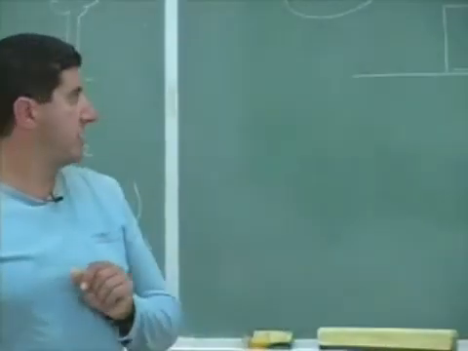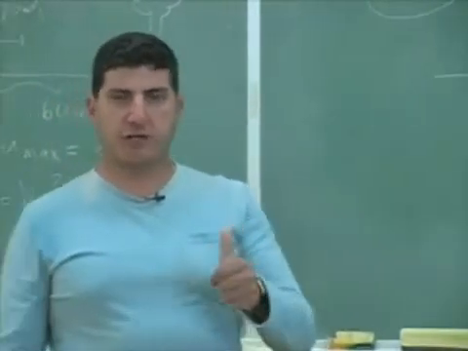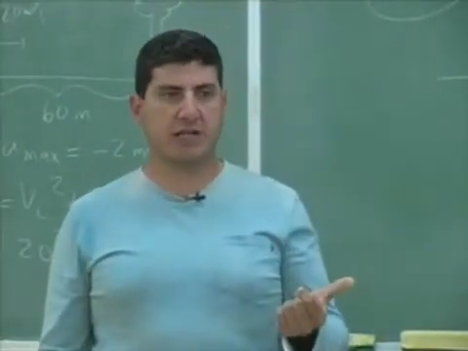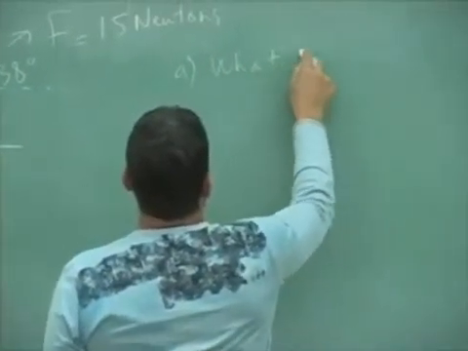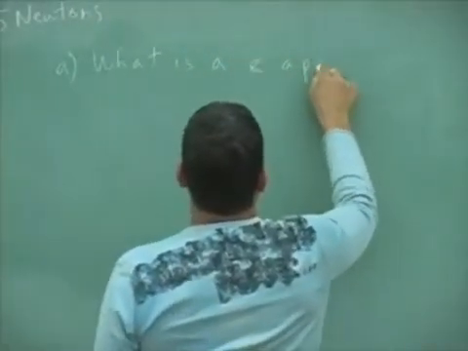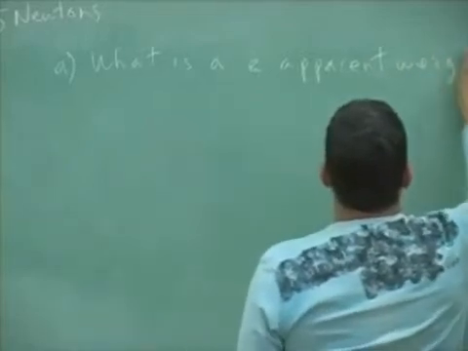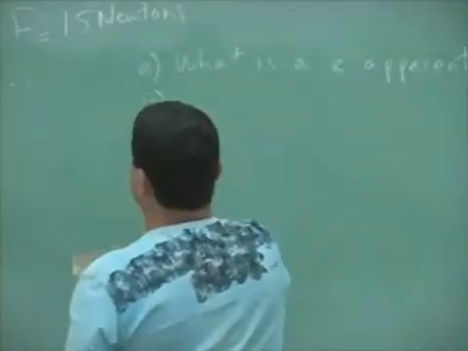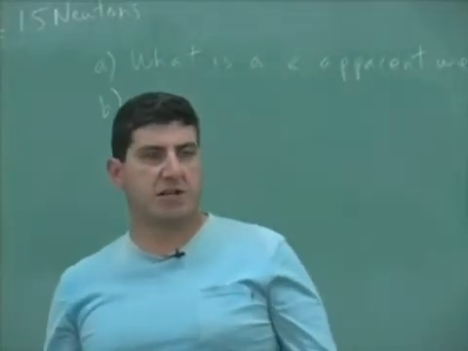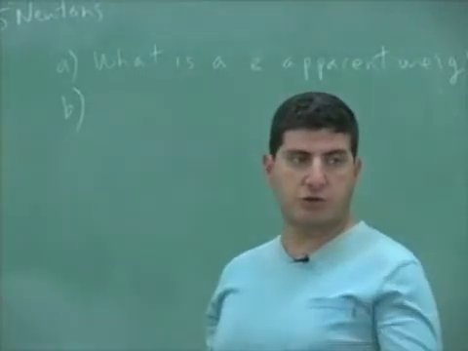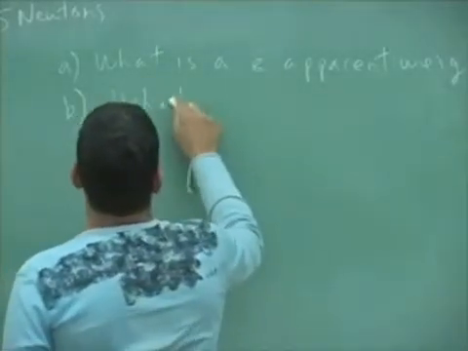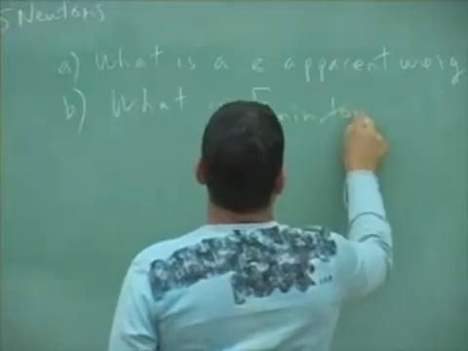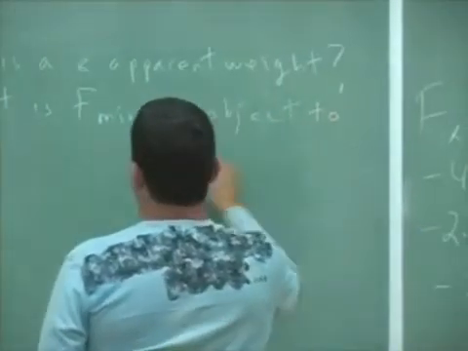Okay, so let's say you have a 3 kilogram mass object. You're pulling up at an angle of 38 degrees. Calculate for me what is the apparent weight of this object and what is its acceleration. And then part B of the question is, what's the minimum F that I need in order for the object to be lifted off the table? What is F min for the object to lift off?